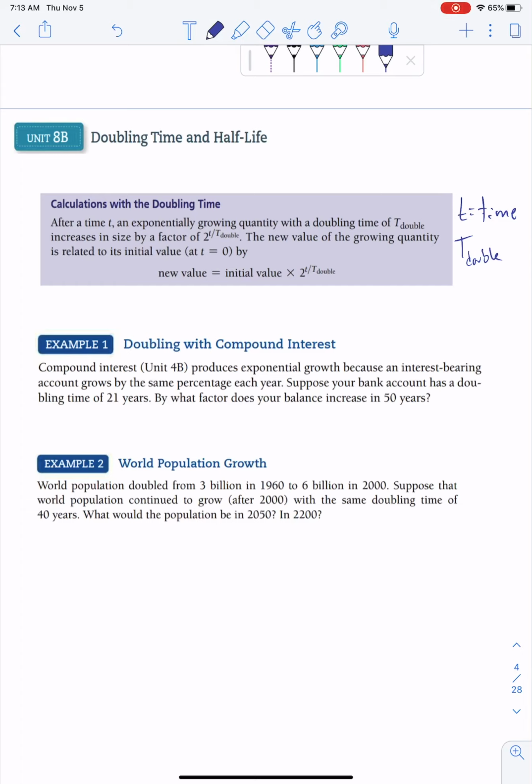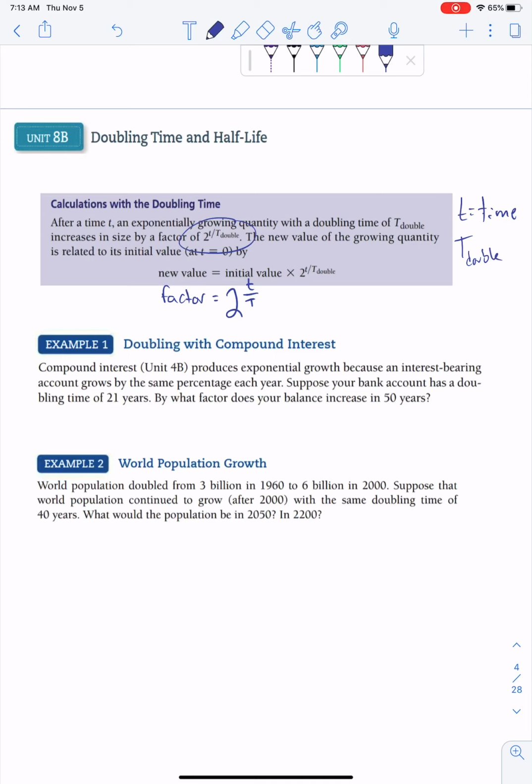Now, it doesn't look like this is a formula that you need to pull out because it's in the middle of a paragraph, but it is. So our increasing factor is equal to 2 to the t divided by big T. See, that doesn't even look like an exponent. Let's rewrite that a little bit. So we are doing 2 raised to the t divided by big T. That gives you the factor that you're increasing by.